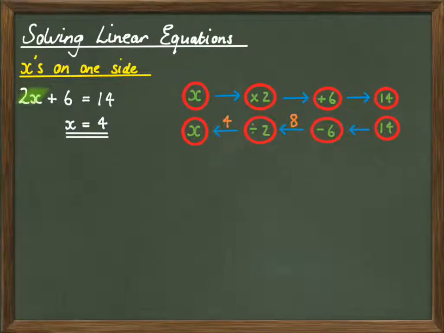Now you can use substitution to check your own answer. That's the good thing with algebra. 2x means 2 times x. If x is 4, 2 times 4 is 8. 8 plus 6 is 14. Yes, it does work, so it's correct.